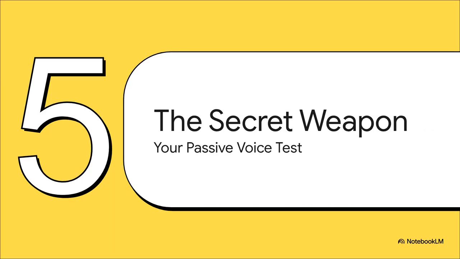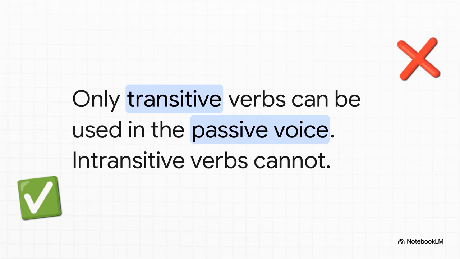Okay, so if verbs can just switch teams like that, how can you ever be sure which is which? Well, I've got a secret weapon for you. It's a really simple trick to figure it out, and it's called the passive voice test. Here's the rule, and it's a solid one. Only transitive verbs can be turned into the passive voice. Why? Because to make a sentence passive, you have to take the direct object and make it the new subject. So if you don't have a direct object to begin with, well, the whole thing falls apart.